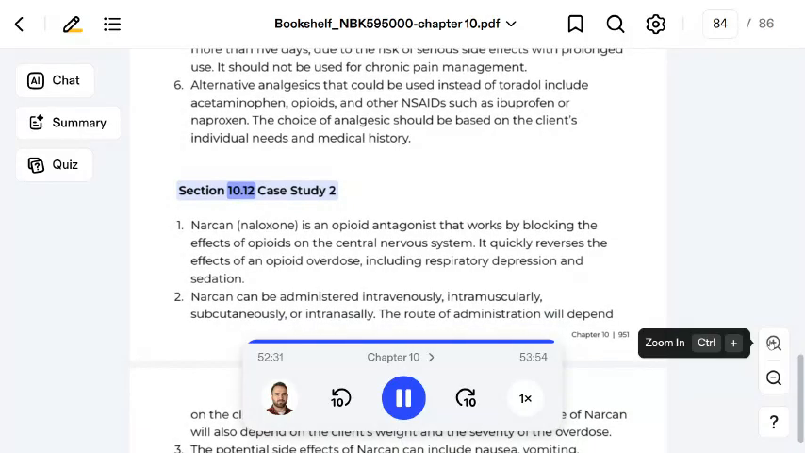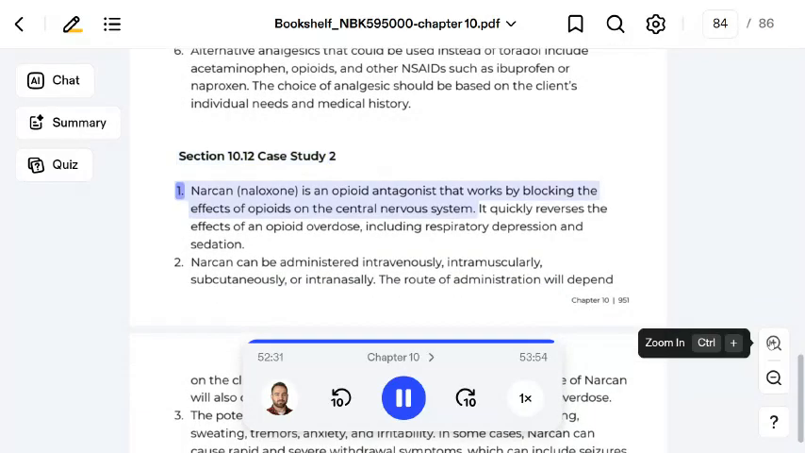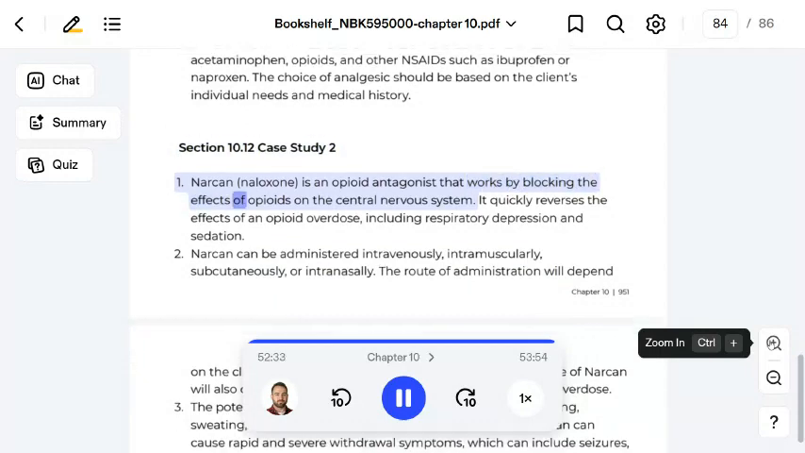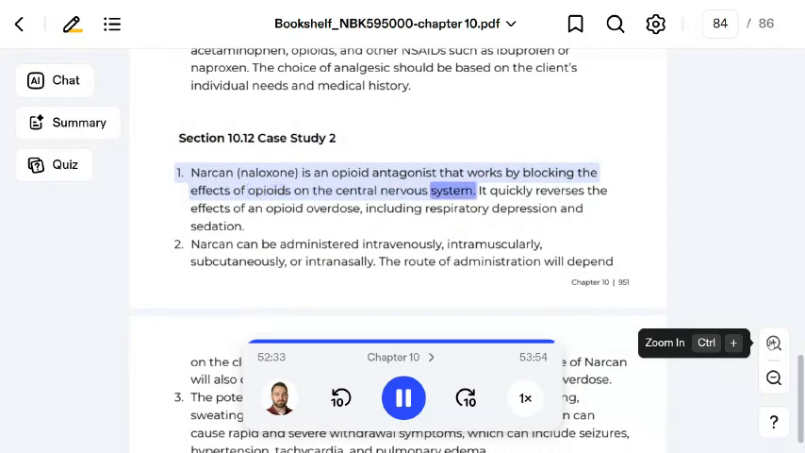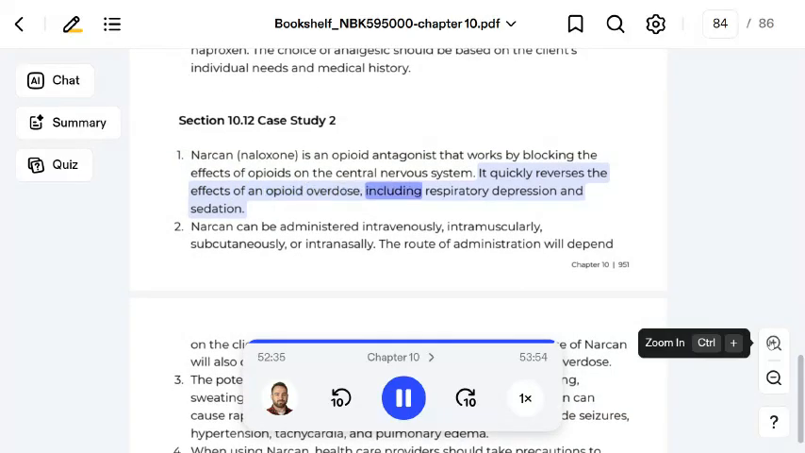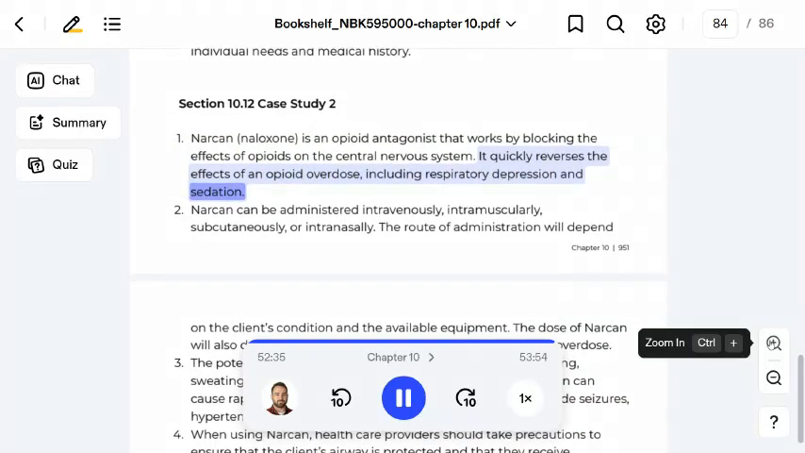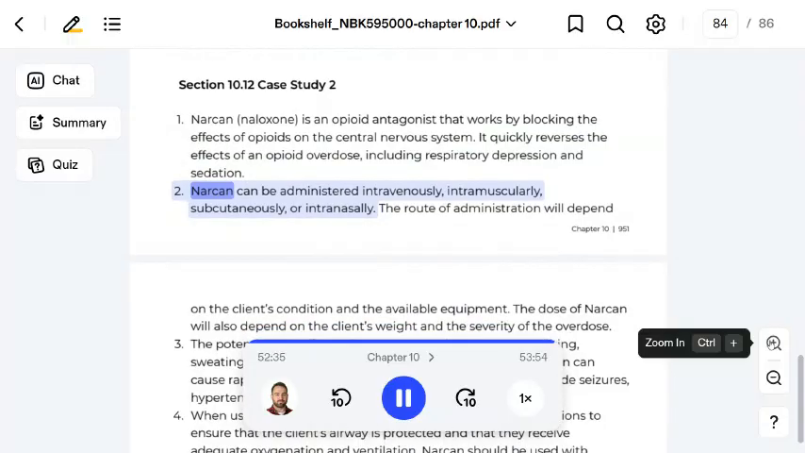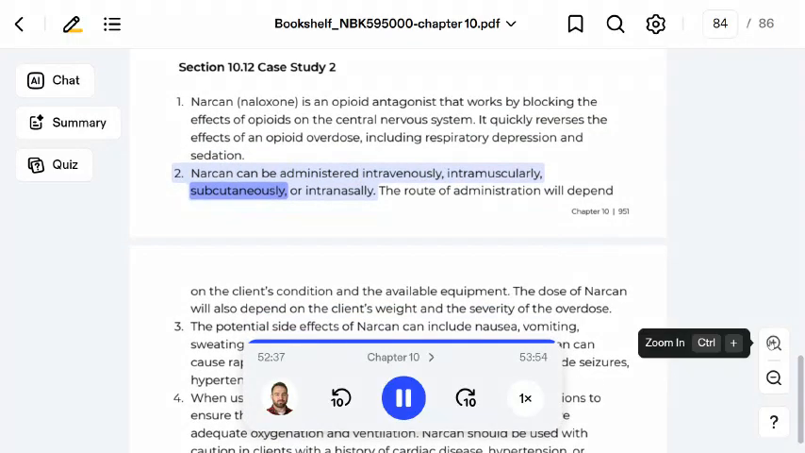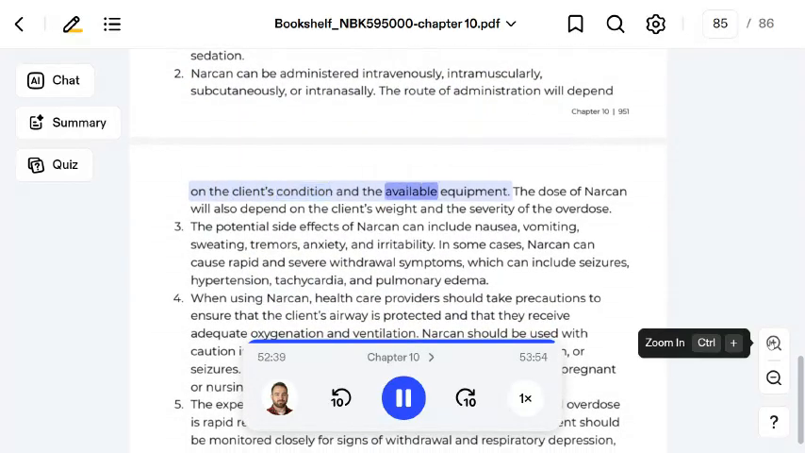Section 10.12 Case Study 2. 1. Narcan is an opioid antagonist that works by blocking the effects of opioids on the central nervous system. It quickly reverses the effects of an opioid overdose, including respiratory depression and sedation. 2. Narcan can be administered intravenously, intramuscularly, subcutaneously, or intranasally. The route of administration will depend on the client's condition and the available equipment.